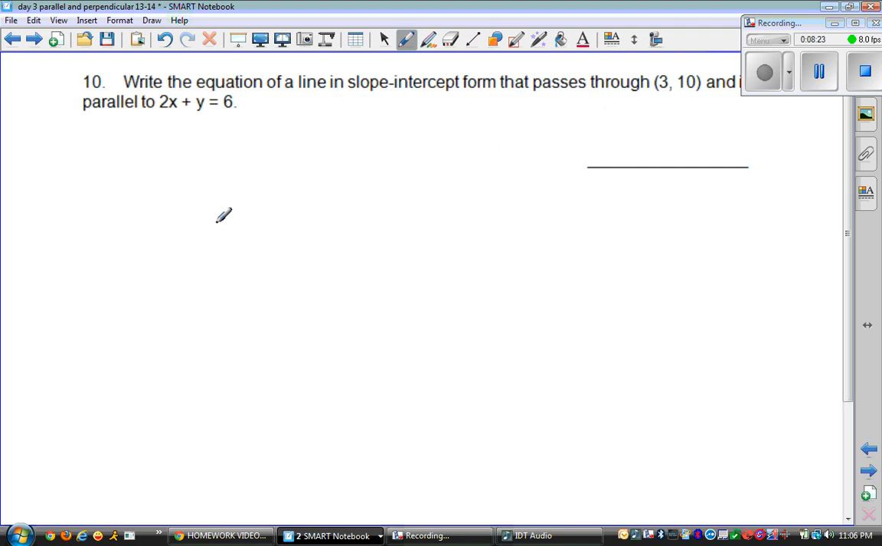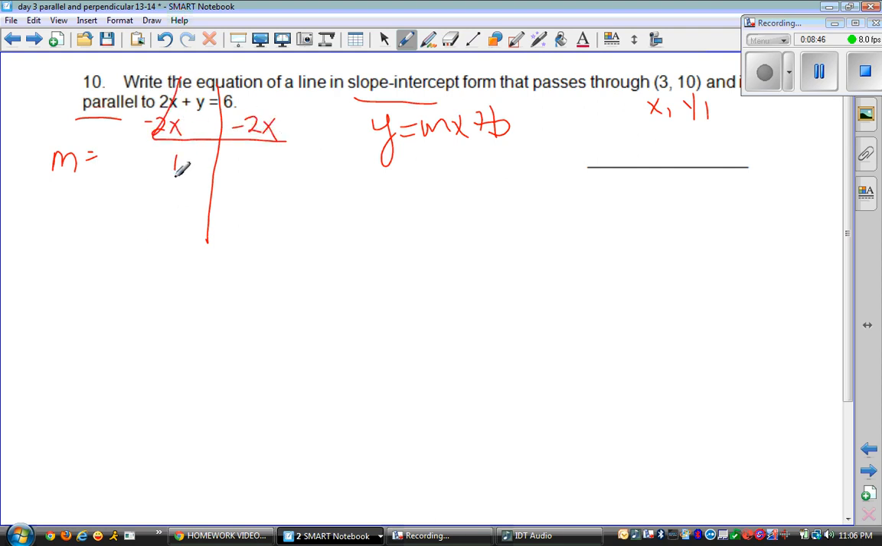Okay, now this time we're going to write the equation in slope-intercept form. So y equals mx plus b. But they want it to go through this point, x1, y1, and they want it to be parallel. Well, the first thing I need to do is find the slope of this line, because if it's parallel, it has the same slope. So all I really need to do here is just subtract 2x from both sides. So I get that y is negative 2x plus 6. And I see that my slope is negative 2.